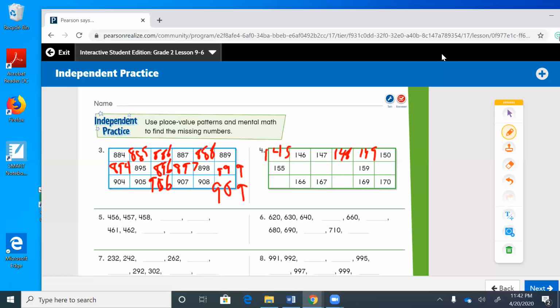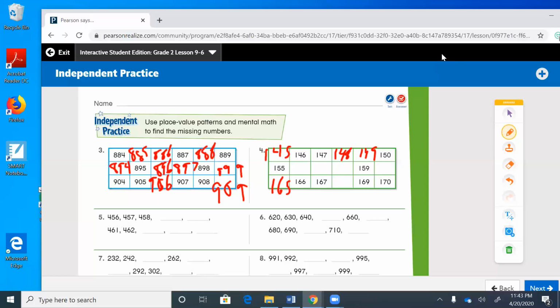If you want to do it all by ones, you can, but we're going to try going by tens now. We're going down. So we're on number 4, going down. The tens digit will change. The tens digit is in the middle. 145, 155, 165. Okay, next row, or column, I'm sorry.